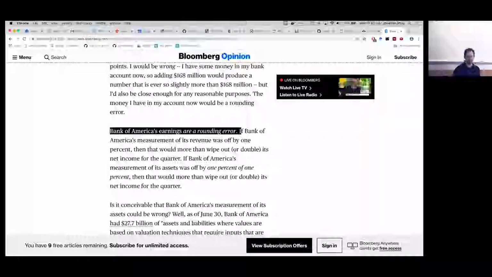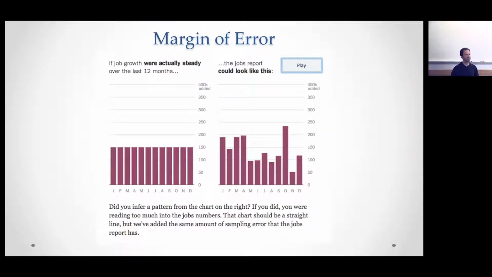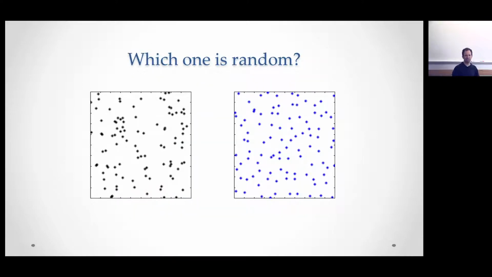Okay, so that's the idea of variation. We're going to talk a little bit more about randomness. So if I show you these two pictures, which one do you think has random placement of the stars? How many for the left? Okay, how many for the right? Oh, all of you on the left, good.